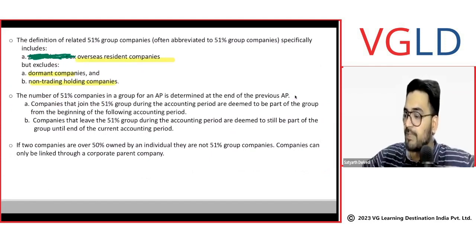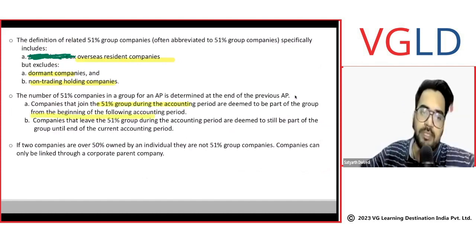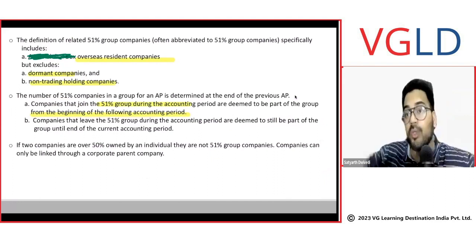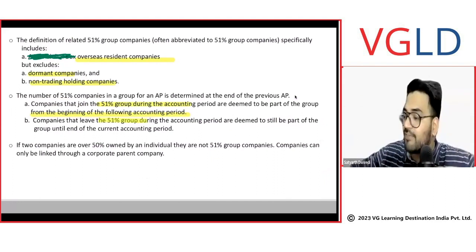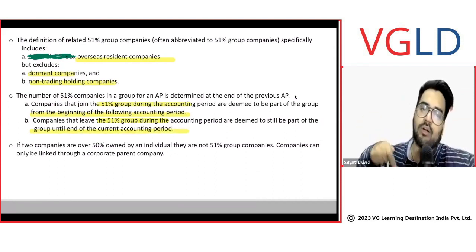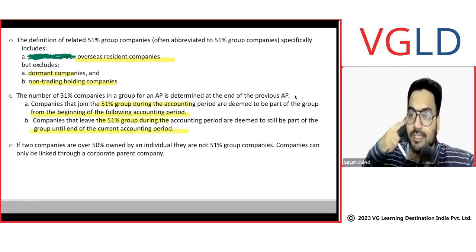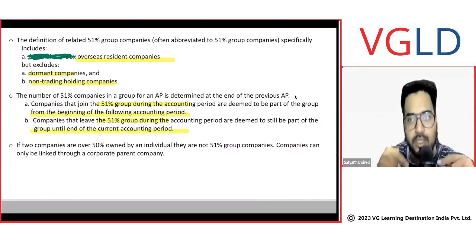So companies that join the 51% group are deemed to be part of the group from the beginning of the following accounting period, which is the next accounting period. Companies that leave the 51% group during the accounting period will be deemed to still be part of the group until the end of the current accounting period, which means till this period ends, it will still be deemed that this company was part of the group.